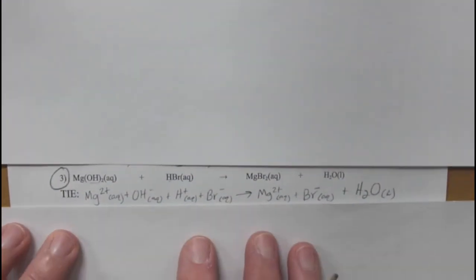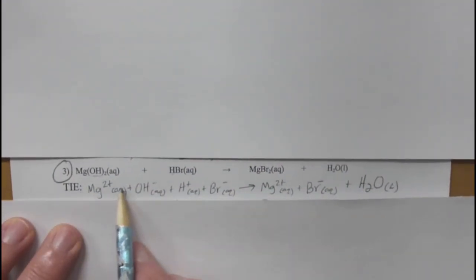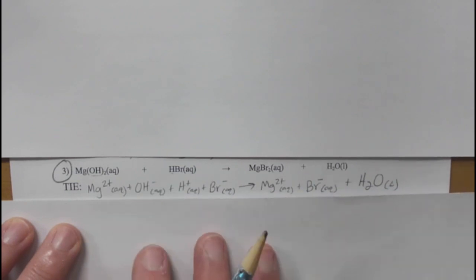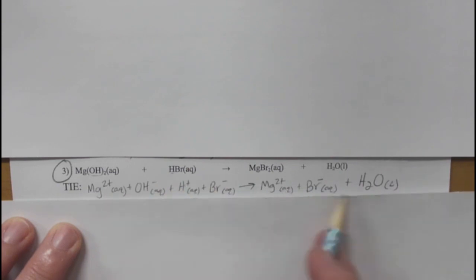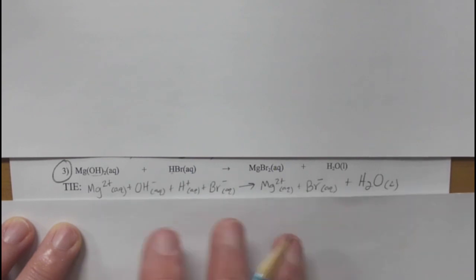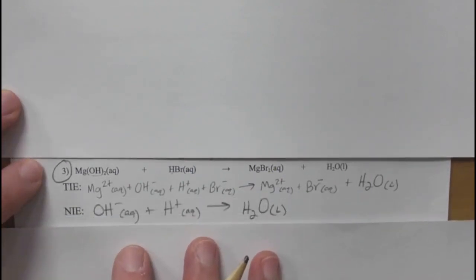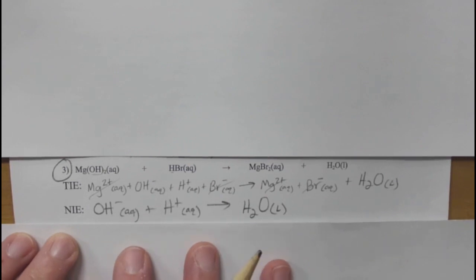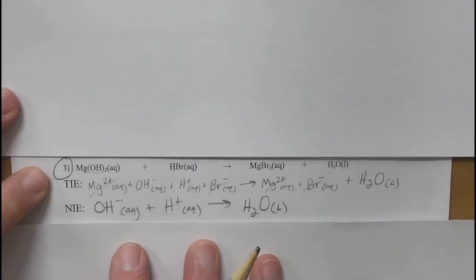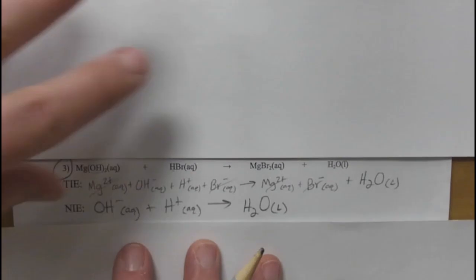All right. So number 3, this is what all of the ions look like when we split them apart. Magnesium has to be plus 2, and this is minus 1 and plus 1 and minus 1. And over here, again, magnesium is plus 2, minus 1. And water is a liquid, so it does not get split up. So we rewrite everything that didn't get crossed out because magnesium was a spectator. Bromide was a spectator. So we rewrite the stuff involved in the actual equation, and so we get OH minus aqueous plus H plus aqueous produces water liquid. It's already balanced.